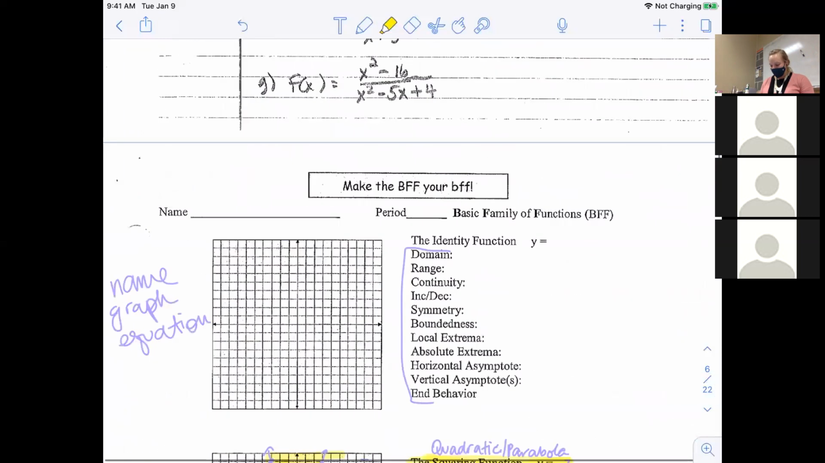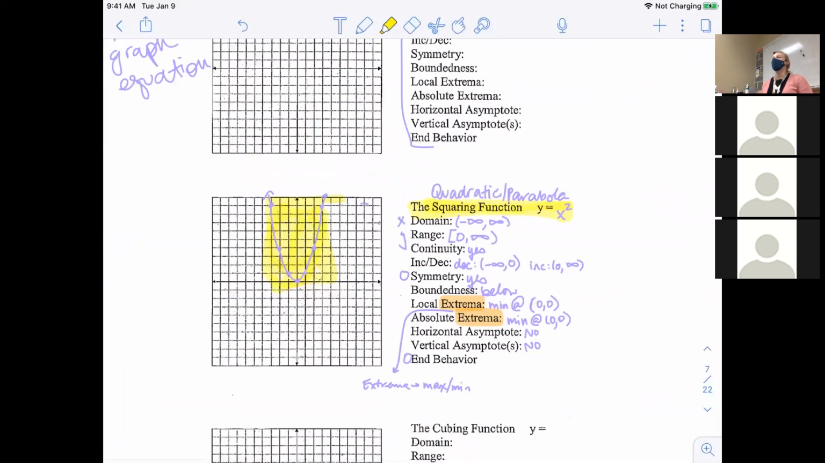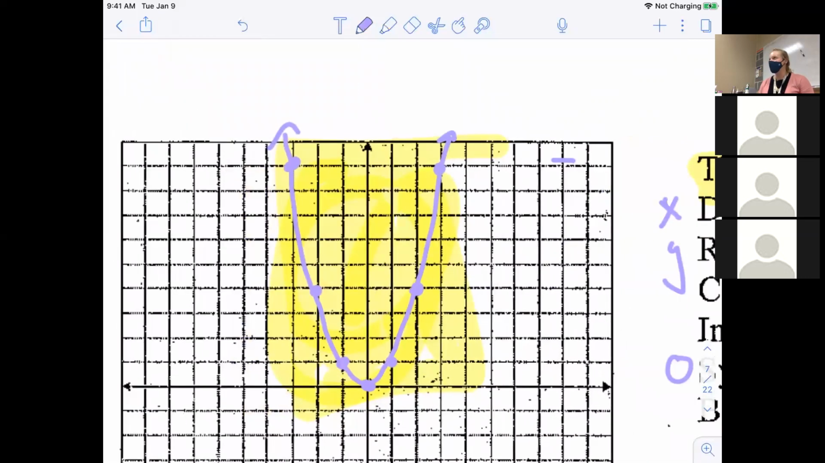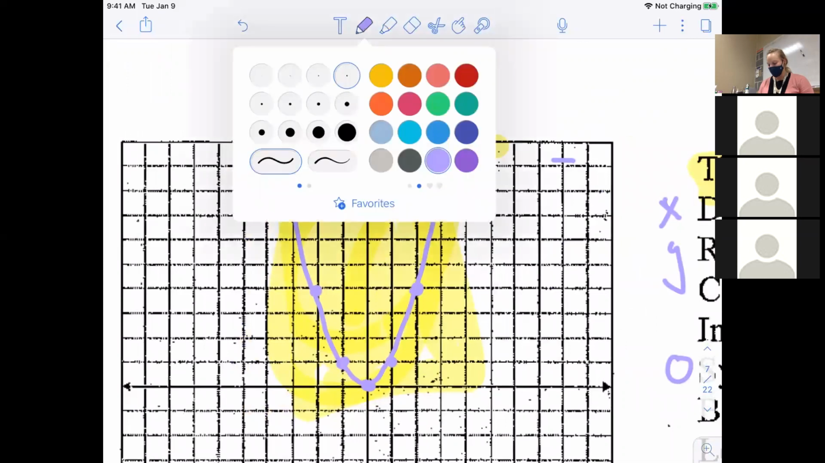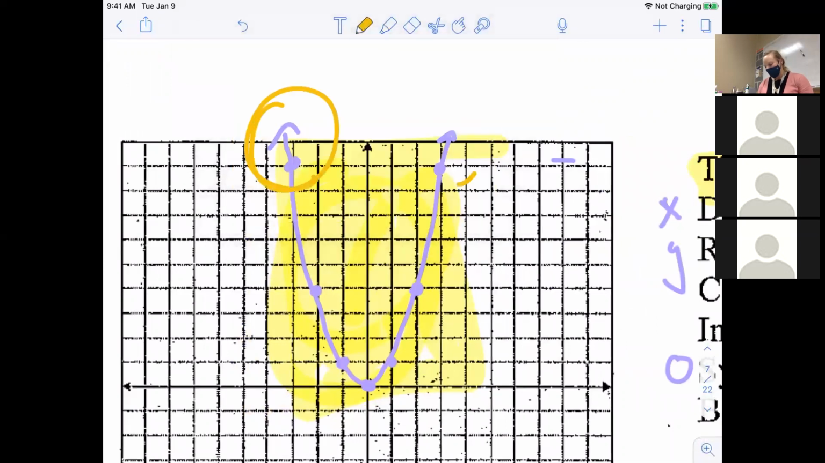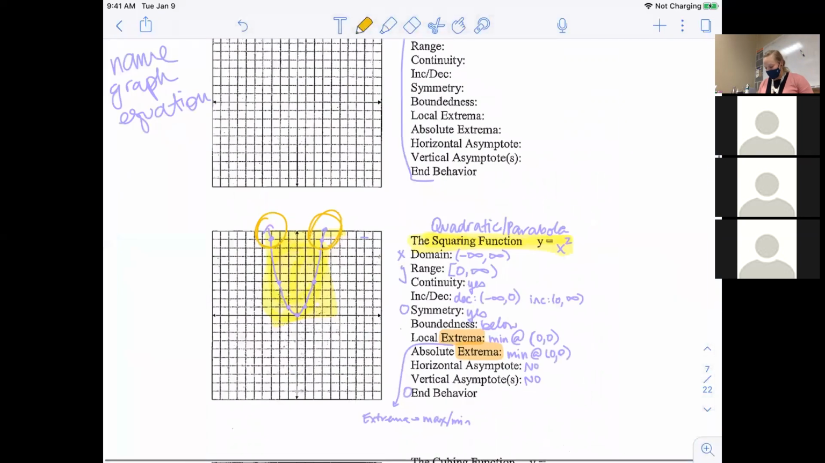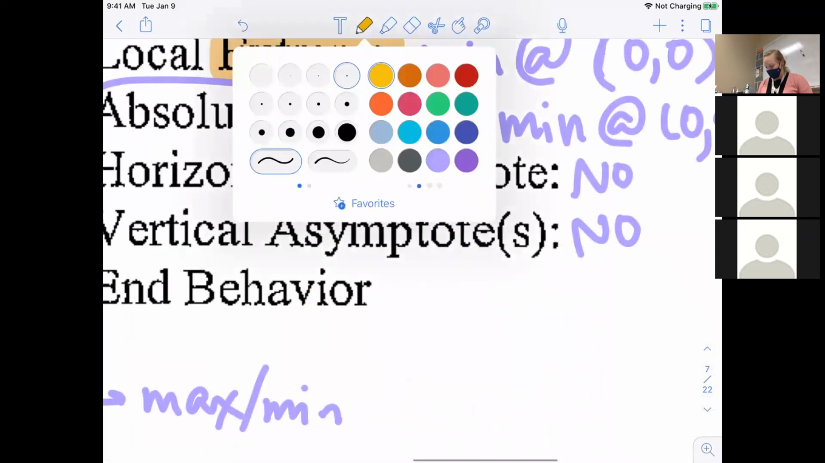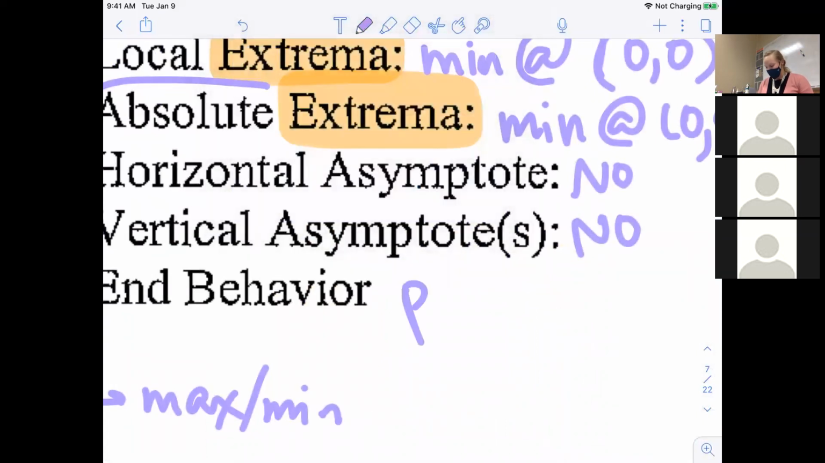Go back to your BFFs for a second because I skipped end behavior. Let's do that end behavior right now. We'll come back to that other page in a second, but let's skip here while I'm thinking about it. Is this one even or odd? Even. Is it positive or negative? Positive. Good. Positive, even. And you can think about it in whatever order you want to write it in. I just make sure I have both of those pieces.